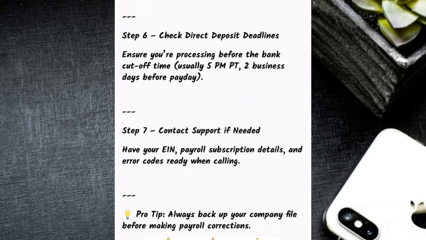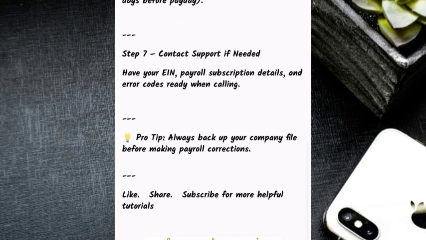Step 7 is to contact support if needed. Have your EIN, your payroll subscription details, and error codes ready when calling to be sure to get your response a lot faster. A pro tip is to always back up your company file before making payroll corrections.